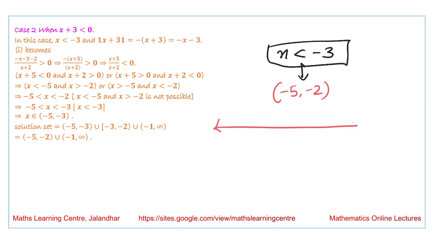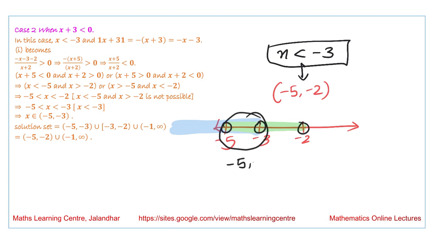And after this we have the interval minus 5 to minus 2, an open interval. If we plot these points, we have minus 2, minus 3, minus 5. So the main region is x less than or equal to minus 3. Then we have the interval minus 5 to minus 2, and these end points are excluded. So the common region we obtain is minus 5 to minus 3.